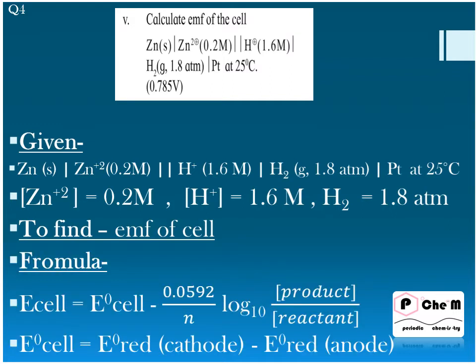To find EMF of cell, we will be using two formulas. First one will be the Nernst equation, and second one will be the standard cell potential. We have seen the Nernst equation in the previous slide, and we have learned about the standard cell potential in my previous video. E naught cell is equal to E naught reduction of cathode minus E naught reduction of anode. From the cell representation, it is clear that zinc electrode is an anode because it is on the left hand side, and H2 electrode is a cathode because it is on the right hand side. Let's see the solution step by step.